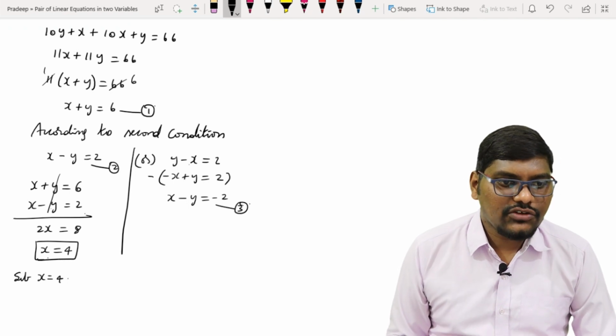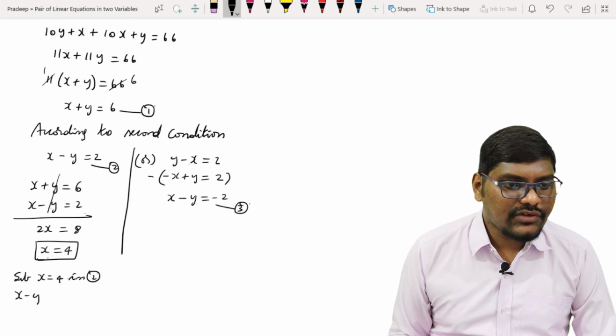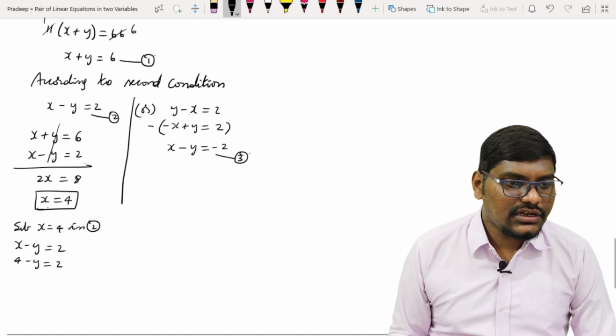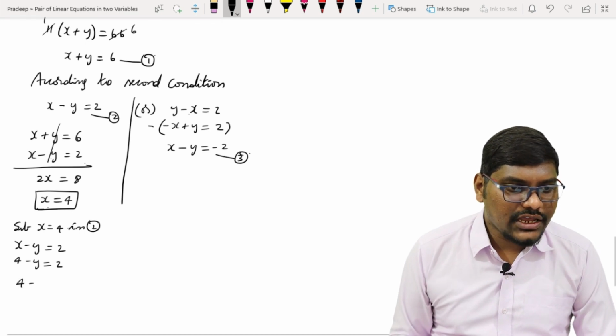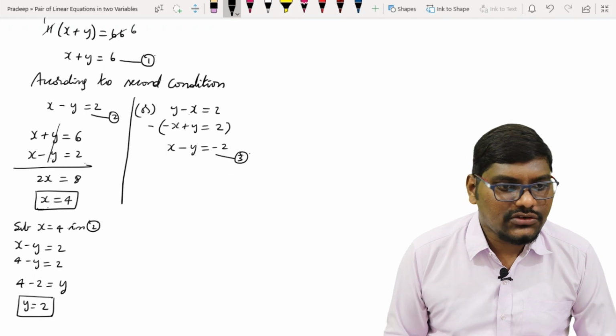So I'll substitute x equal to 4 in equation 2. What do we get here? x minus y equal to 2, right? In the place of x, if I write 4, that is 4 minus y equal to 2. If we further solve that, I can write 4 minus 2 equal to y, as this y is coming to this side, so y equal to 2 is the value.